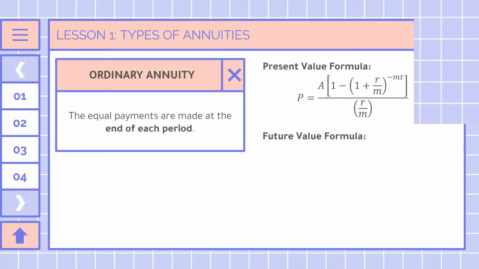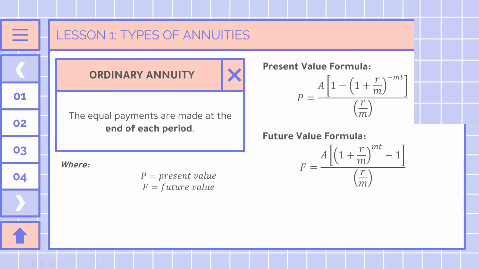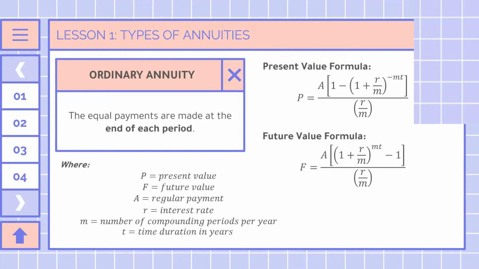Next, for the future value formula, F is equal to A multiplied to the quantity of (1 plus R over M) raised to M multiplied to T, minus 1, all over R over M. Now, with that given formula, P is equal to the present value, F is equal to the future value, A is equal to the regular payment made, R is equal to the interest, M is equal to the number of compounding periods per year, and T is equal to time duration in years.